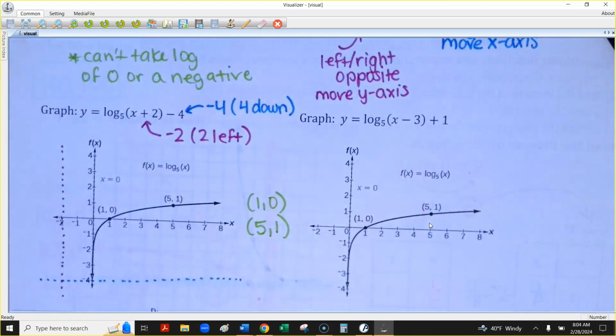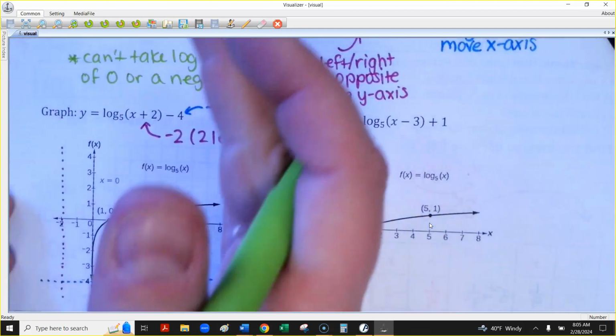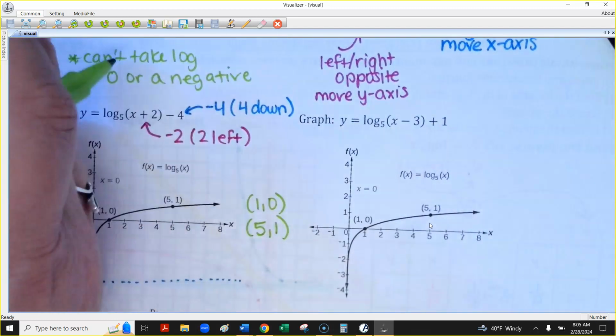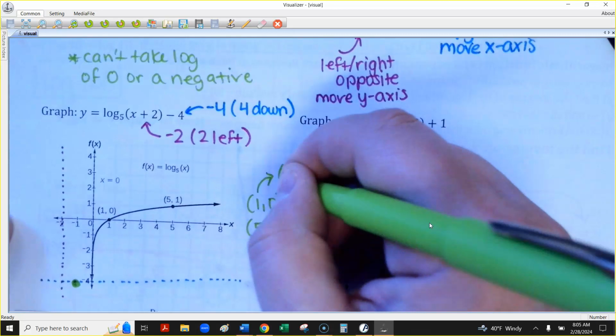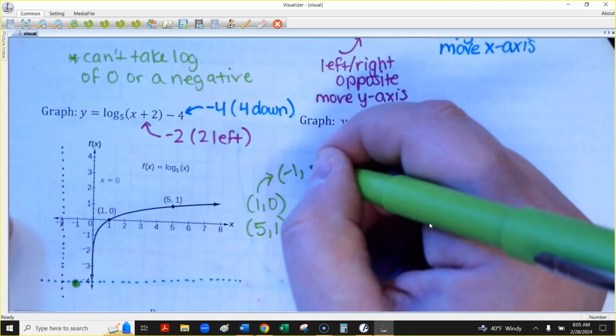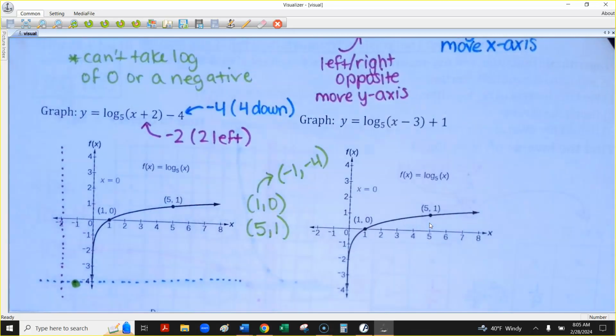What I do to shift this is literally just go to that new origin that I created with those little rules in place. So I went left 2, down 4. Just from here, I would graph the point 1, 0. So on this actual graph, that would be the point, let's see, -1, -4. So I'm subtracting 2 from the x-coordinate, and then I'm subtracting 4 from the y-coordinate.